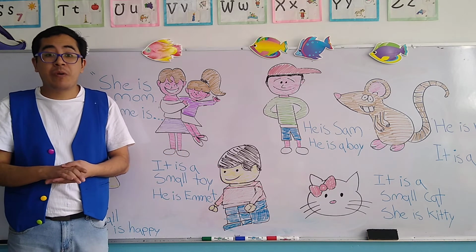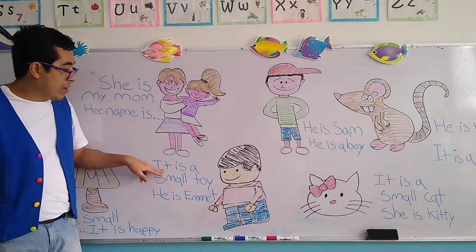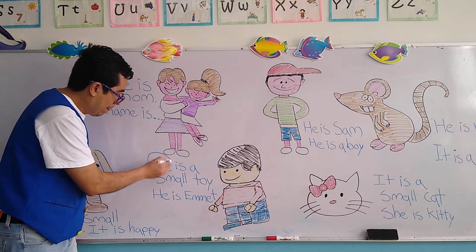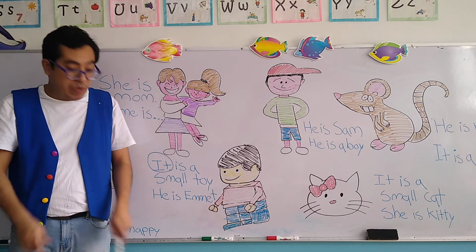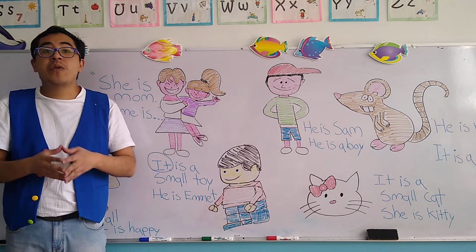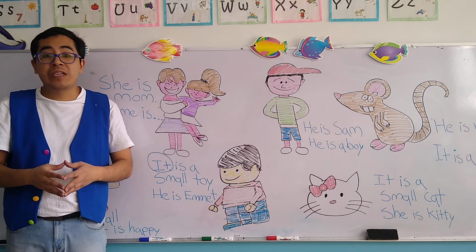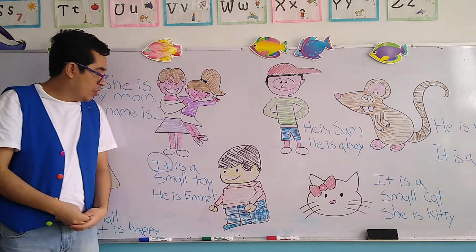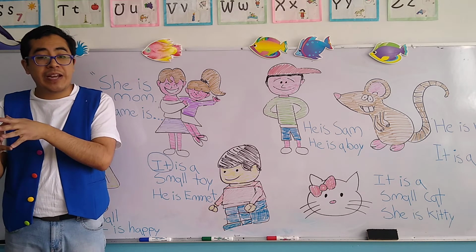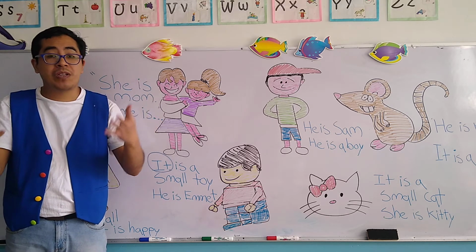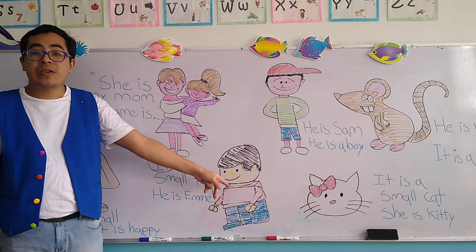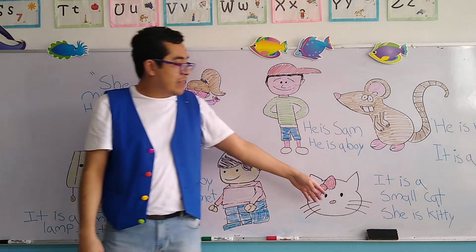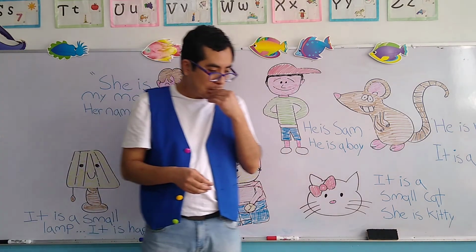Now, something very important. As you can see here, I wrote the pronoun, escribí el pronombre it. Why? Because remember, it no es para personas. It is for objects or animals and means eso. So, if we translate it, si nosotros lo traducimos al español, diríamos eso es un juguete pequeño. Okay? Very good. Now, let's continue with the final one.